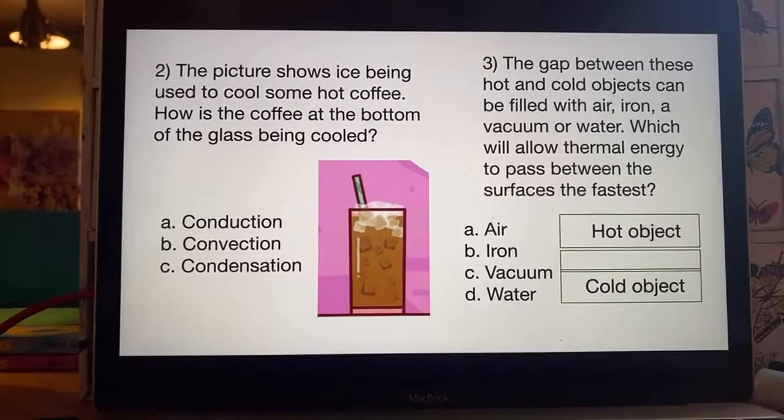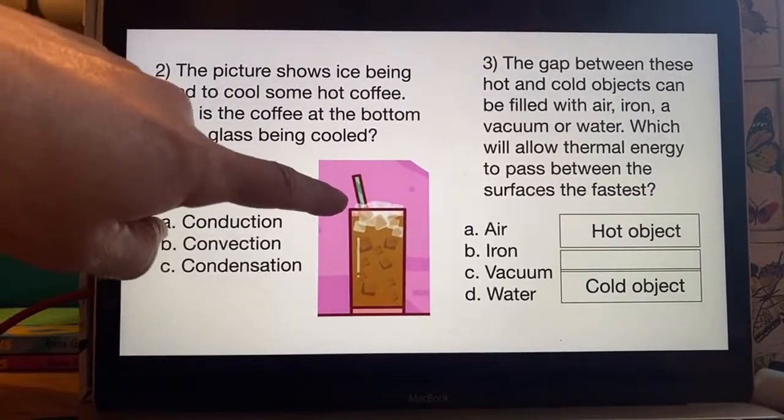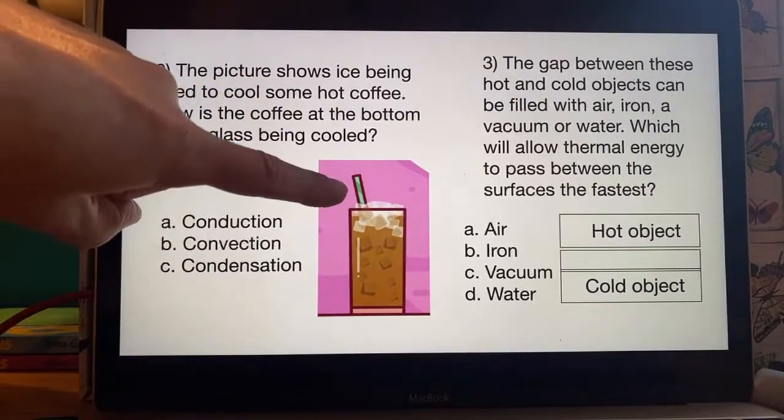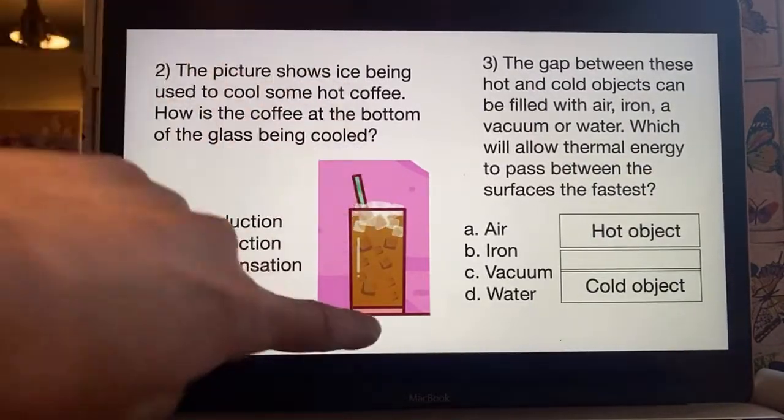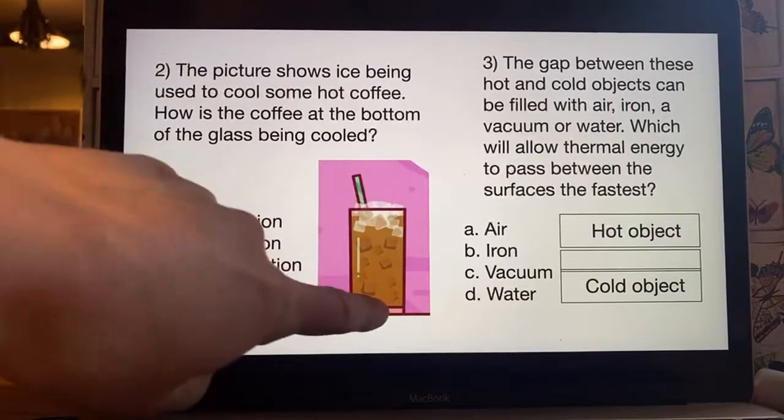This picture shows ice being used to cool some hot coffee. It's quite a tricksy question, this. How is the coffee at the bottom of the glass being cooled? So the ice is at the top. How is it that the coffee at the bottom is getting colder?